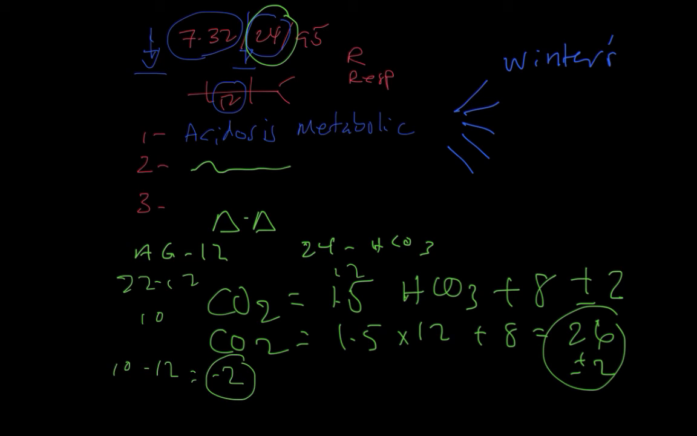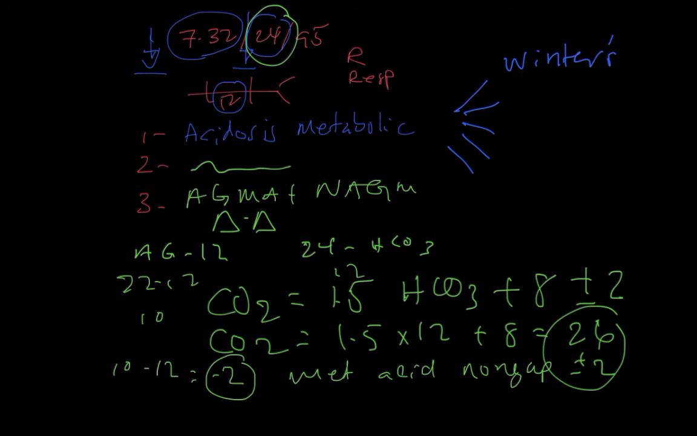Because it's a negative number, there is a metabolic acidosis that is non-gap in addition to the anion gap metabolic acidosis. So there is anion gap metabolic acidosis and non-anion gap metabolic acidosis as the third primary. Of course, there is no second primary here, so you're going to say anion gap metabolic acidosis is the second primary and non-gap acidosis is the third primary.